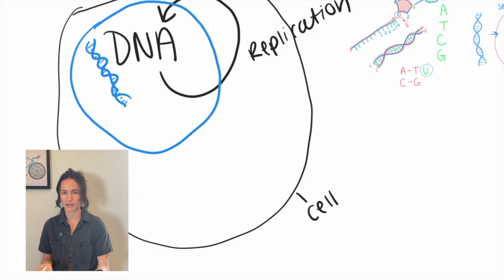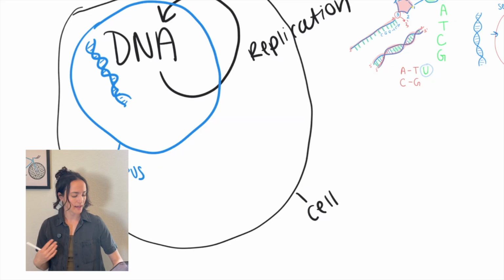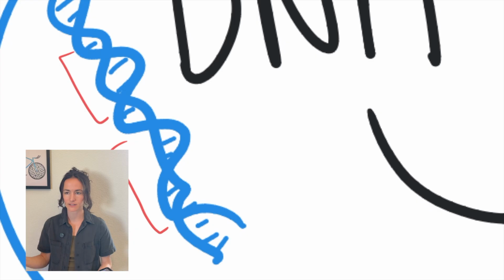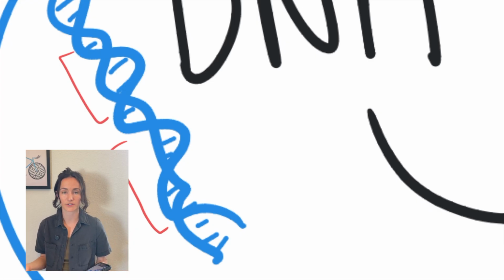So this is a membrane-bound organelle, and DNA is arranged into chromosomes. It'd be kind of crazy for me to draw it right now, but in the nucleus we have 46 chromosomes and they come in homologous pairs, so 23 homologous pairs. If you were to zoom in on one of those chromosomes, we'd find that running along the length of all the chromosomes are little segments of coding regions called genes.